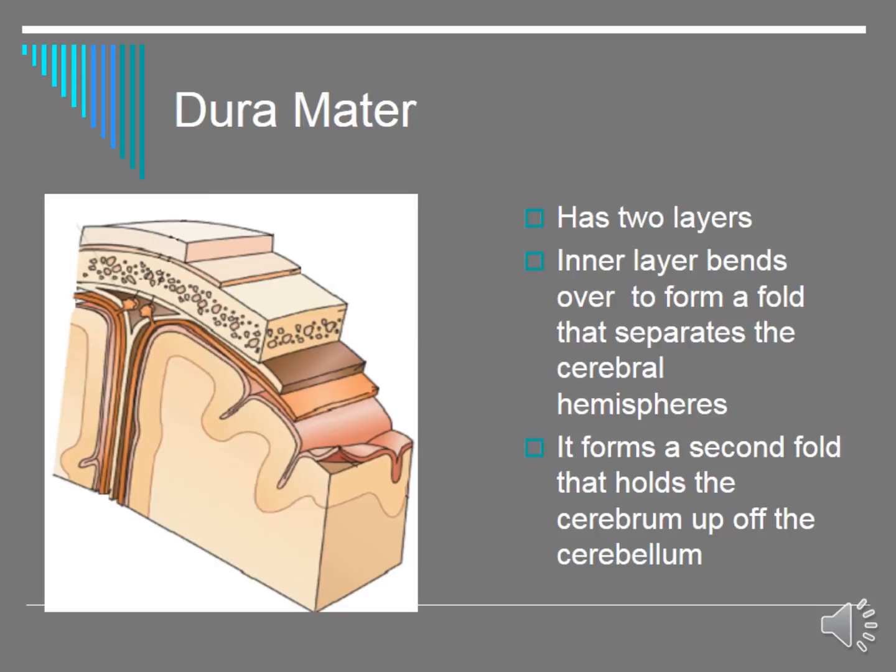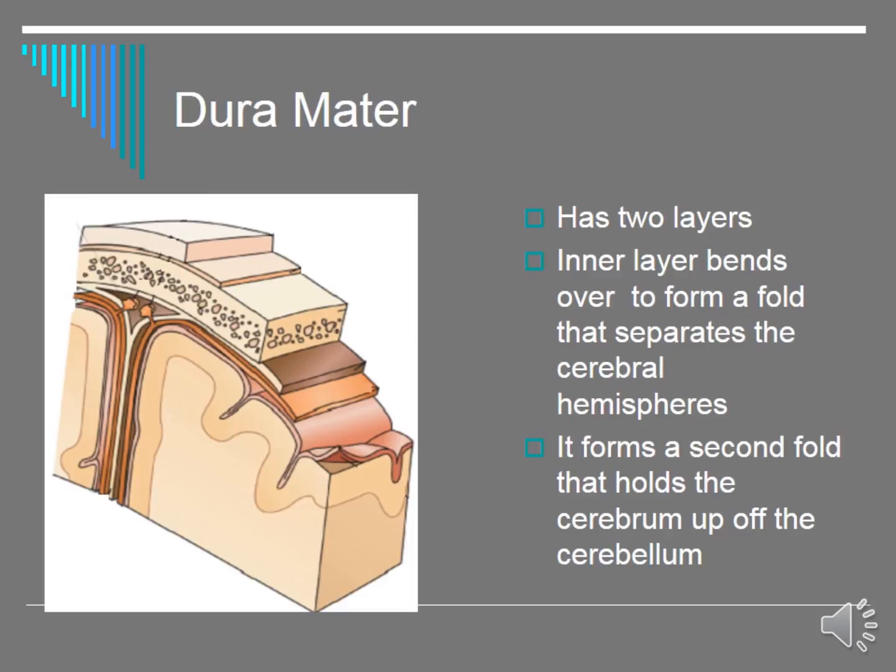The meninges are those connective tissue layers that are protecting the brain and the spinal cord. The outermost protective layer or meninge is the dura mater. The dura mater has 2 layers.